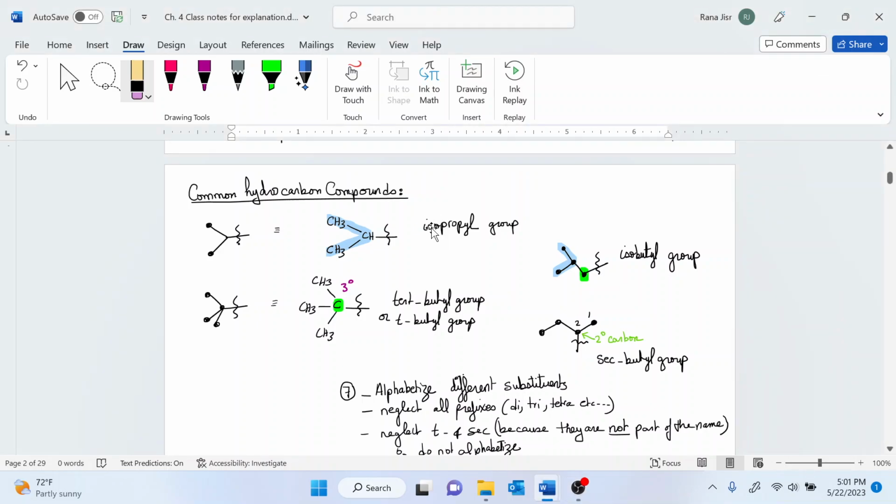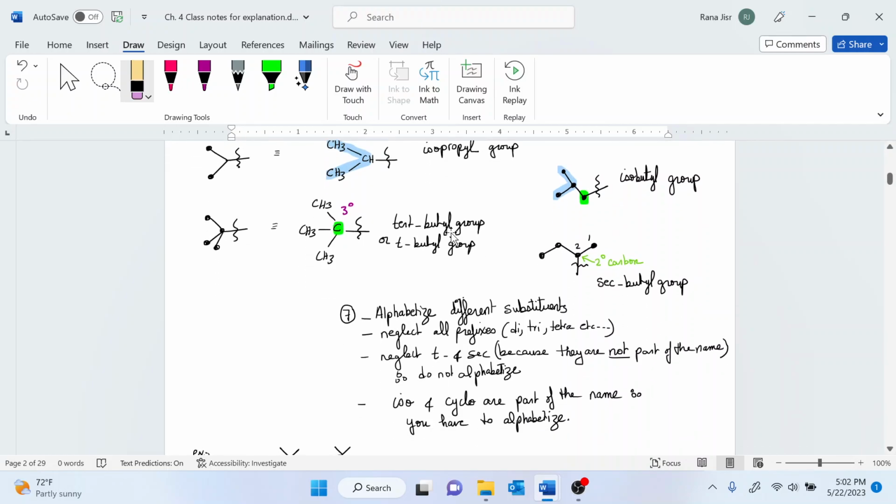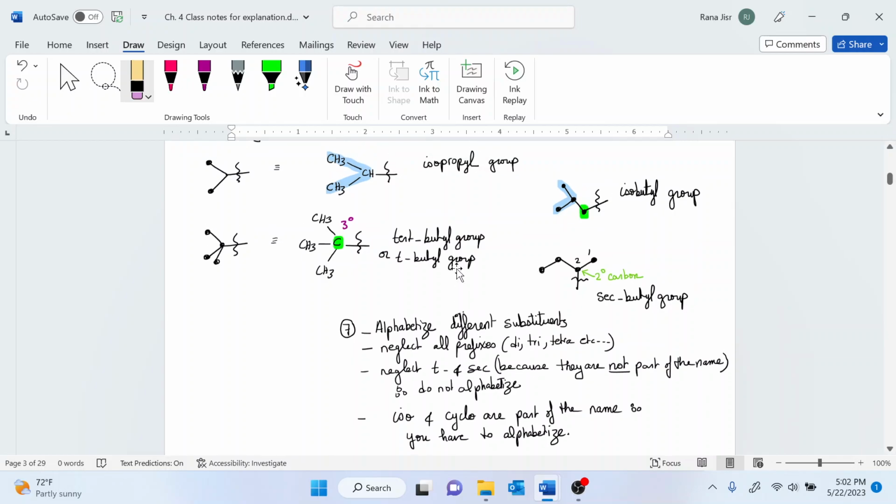Iso is part of the name. So whenever you want to alphabetize, you look at the I and not the P. On the other end, tertiary and secondary are not part of the name because when we write them, we write a dash between the T or the sec and the actual name. So when you want to alphabetize, you look at whatever comes next. Here I'm looking at the B, so you alphabetize the B and not the T. Here you alphabetize the B and not the S in the secondary.